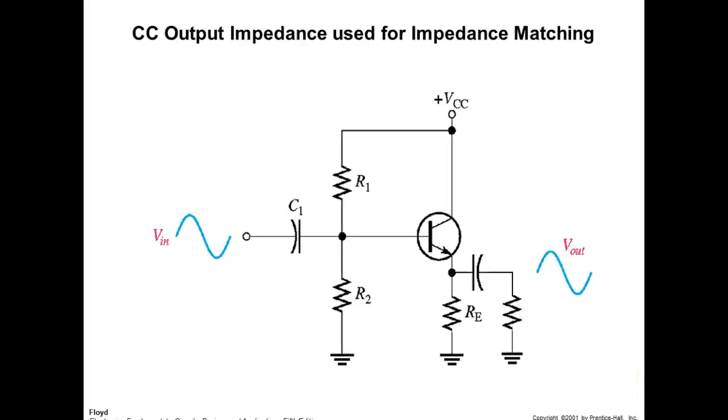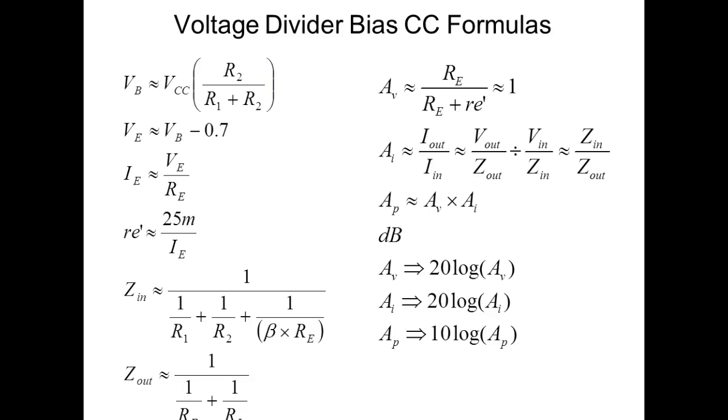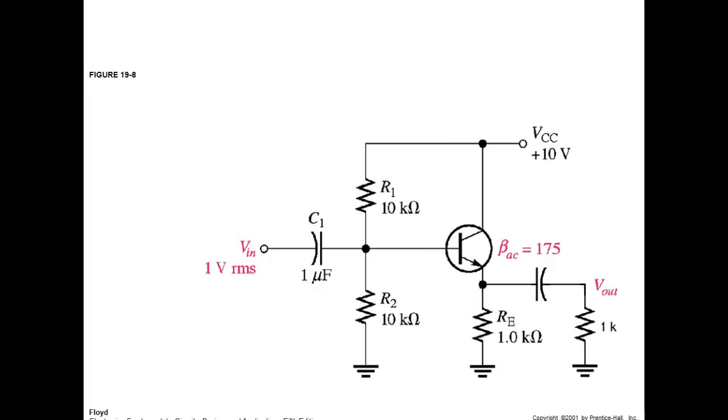Let's see. Output impedance used for impedance matching. The output impedance is pretty complicated, but the formulas are basically the same, guys. So let's calculate this. Can y'all calculate this? What's the first thing I'm going to calculate? VB, right? What would VB be?